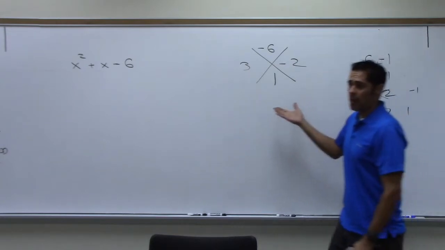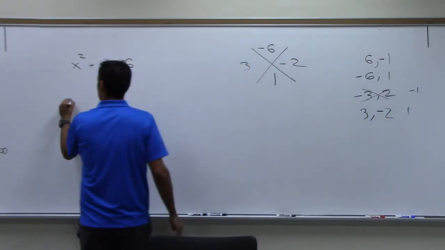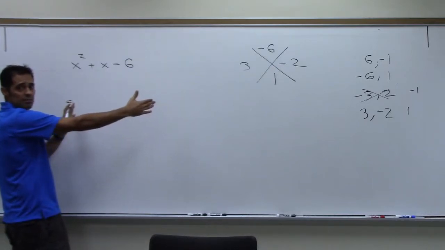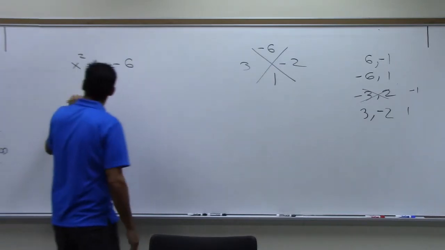So now we got that. We rewrite this. I like to just rewrite the edges, right? X squared and -6. Put that first.